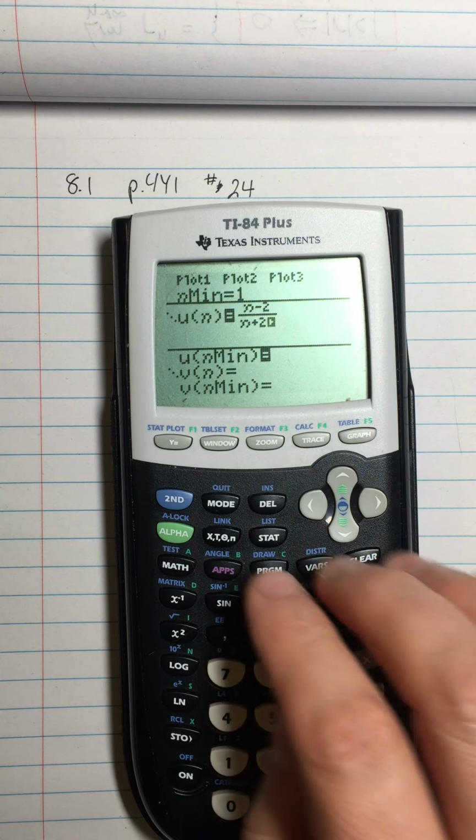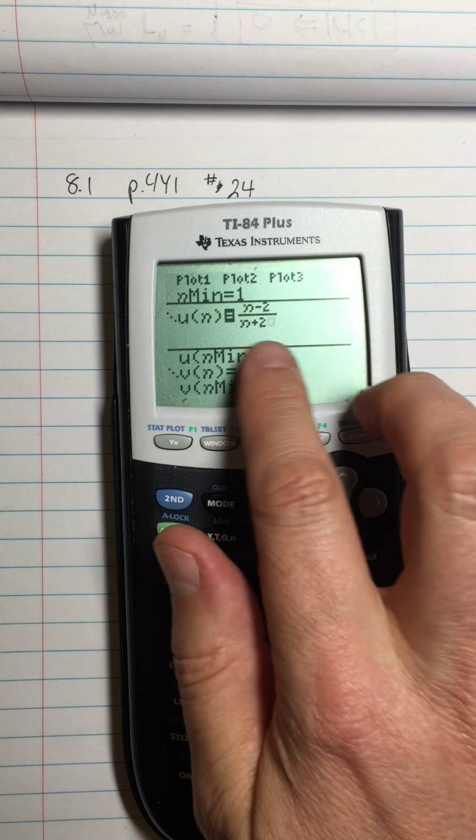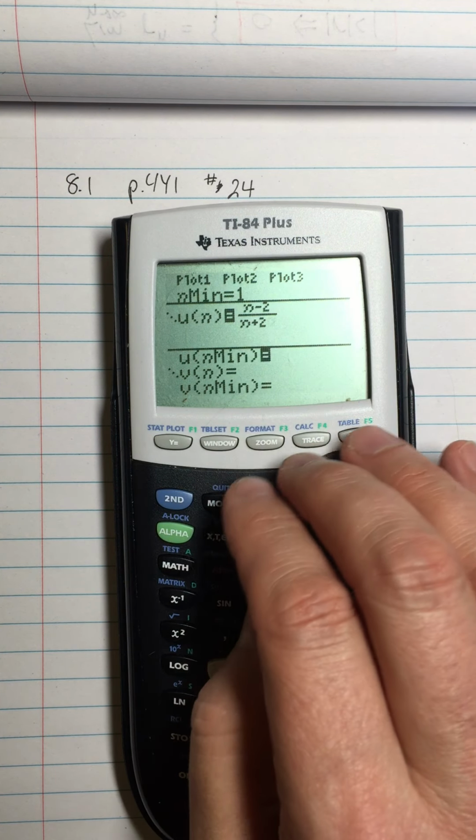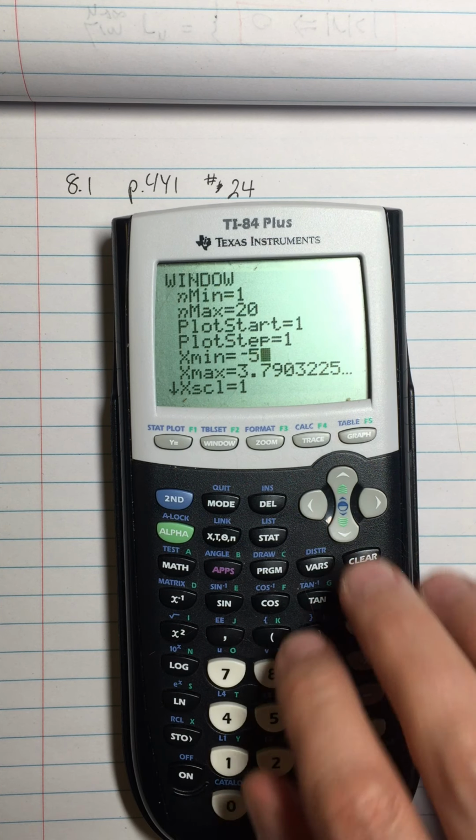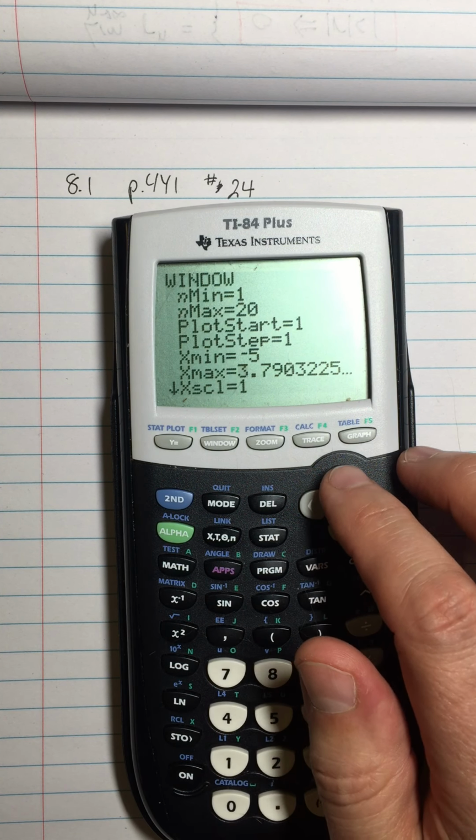All right, and think about the window here. So this window, the limit's going to be 1. So this is going to be converging to 1. So if I look at the window, probably, it already gave me my n min and n max, 1 to 20. That'll probably do. Plot start, plot step. I guess that's just starting by 1, stepping by 1. My x min, it has negative 3.79 for some reason. I think I'll probably just go negative 5 to 5. Oh, that's x min.